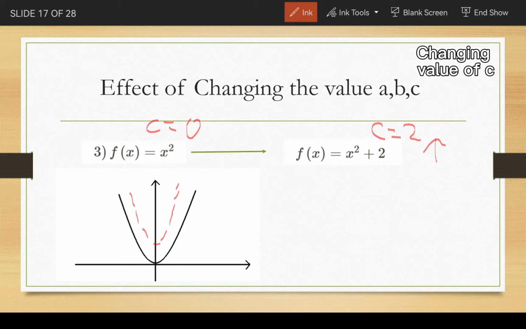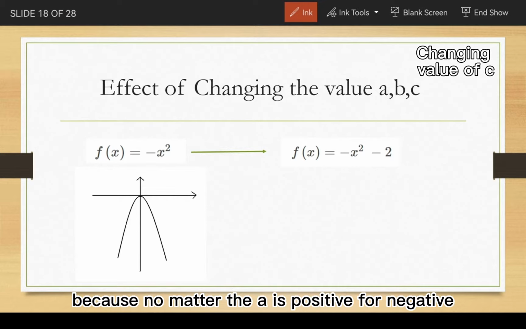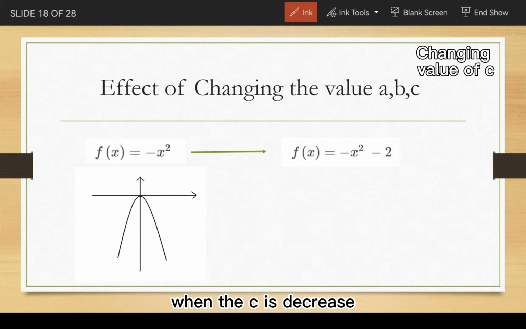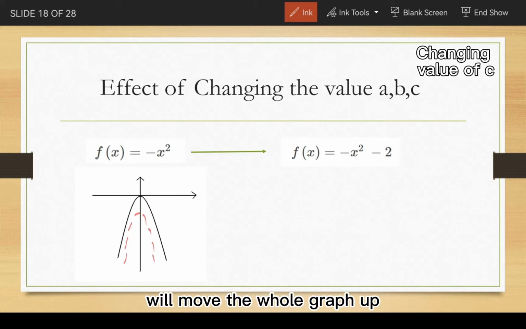Okay, so if c is decreased, which is negative 1 to negative 2, the whole graph moves down, because no matter whether a is positive or negative, when c is decreased, the whole graph moves down. It should look like this. For the conclusion of this part, the value of c will move the whole graph up or down.